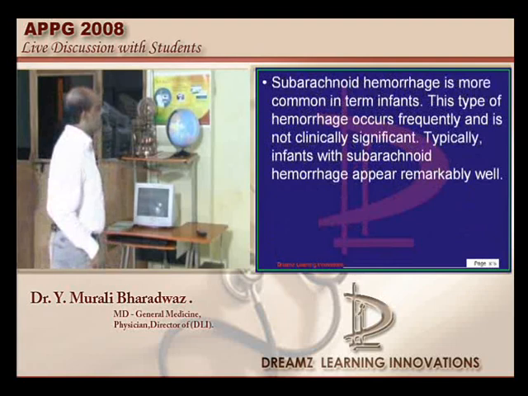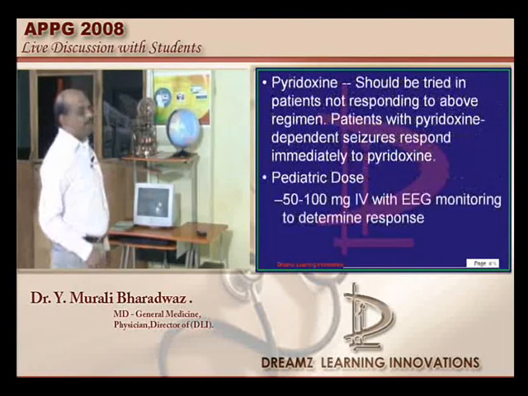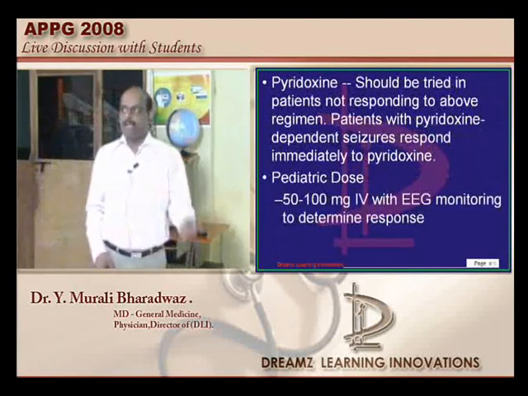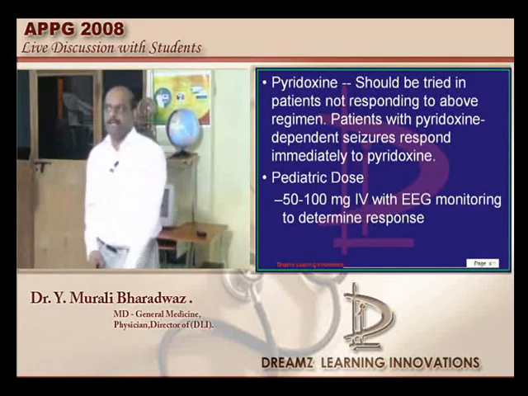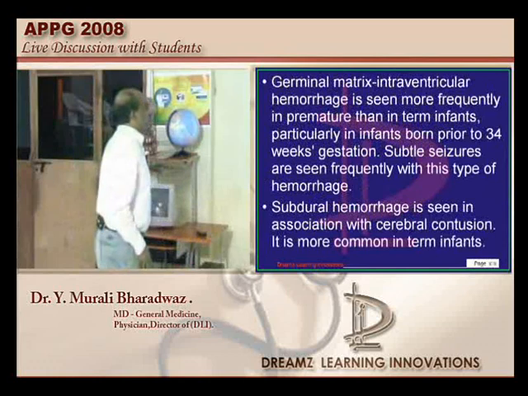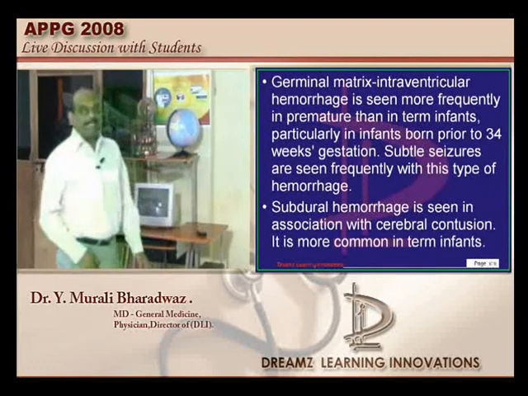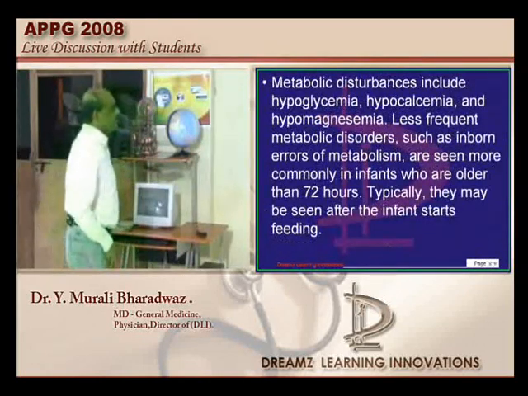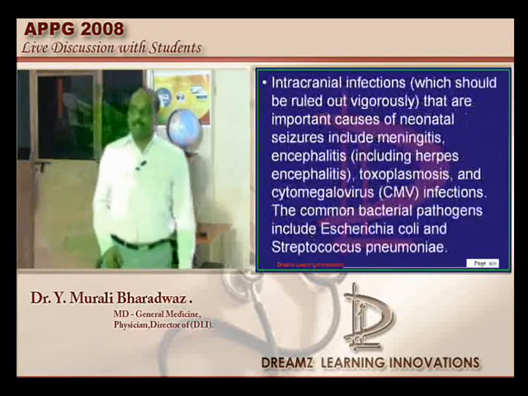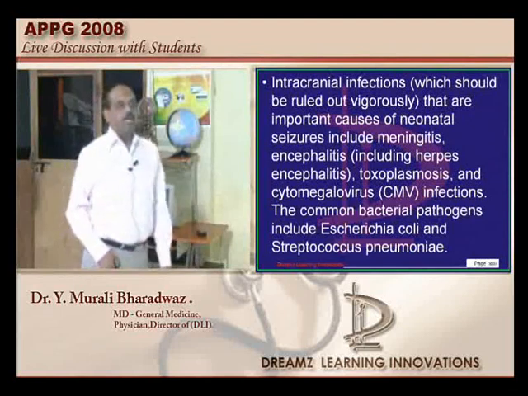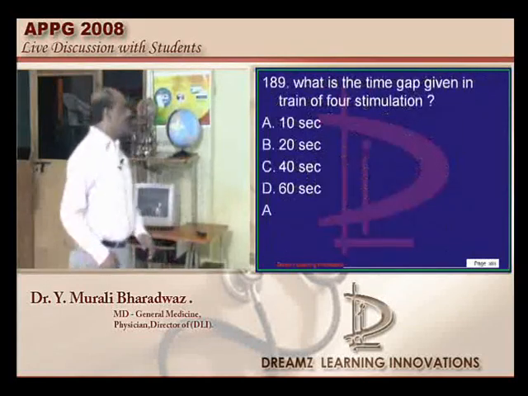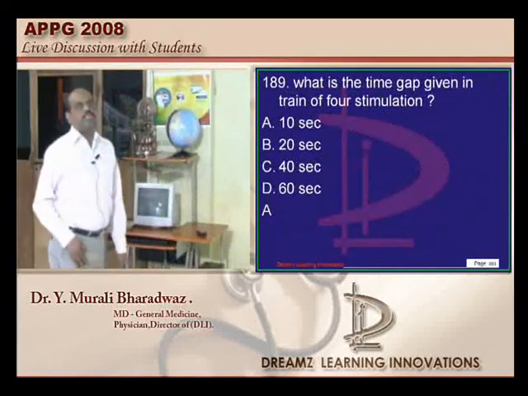Pyridoxine can be responsible. That is the reason 50 to 100 milligrams IV of pyridoxine is given with electroencephalographic monitoring; if you do, the pyridoxine dependent seizures become resolved. Similarly, hypoglycemia, hypocalcemia, and hypomagnesemia are the various metabolic disturbances which can be responsible, which need to be remembered.